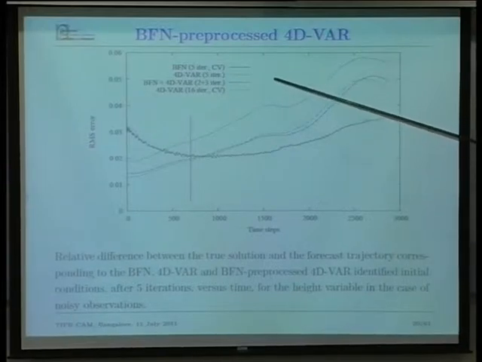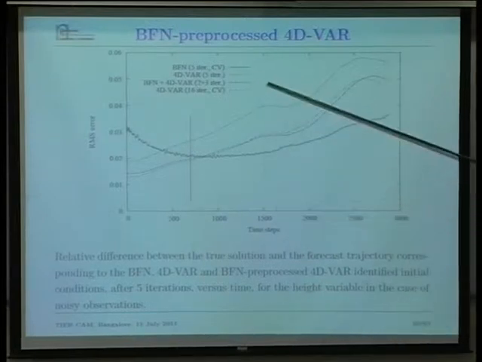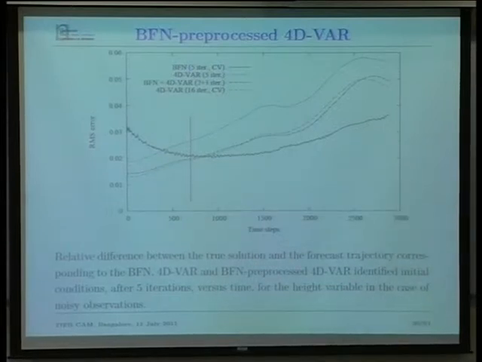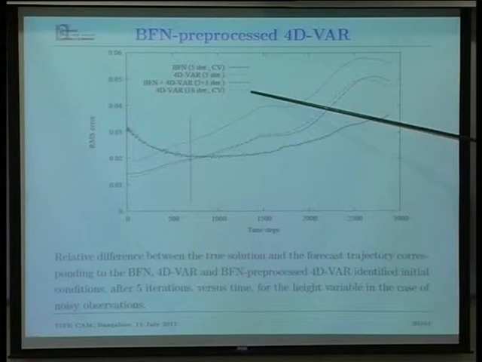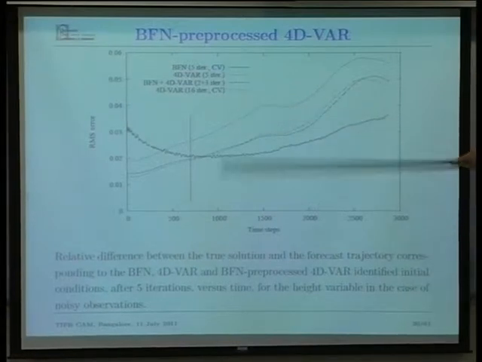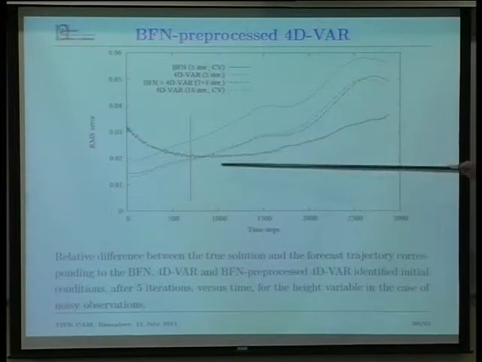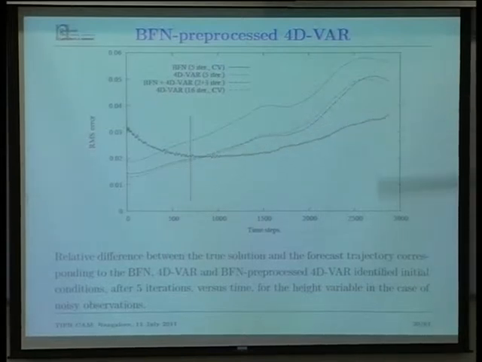What I showed also was the 4DVAR with 5 iterations. So this is this one. The initial condition is better, but then the forecast is worse. What is interesting is that the 4DVAR needs 16 iterations to converge. And the solution is this one, I think. So the one here below, and then it goes above.